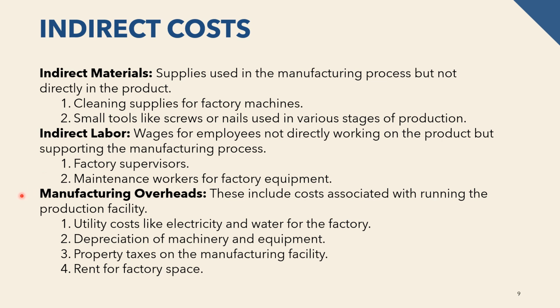Manufacturing overheads are costs associated with running the production facility. They include utility costs like electricity and water for the factory, depreciation of machinery and equipment, property taxes on the manufacturing facility, and rent for factory space.